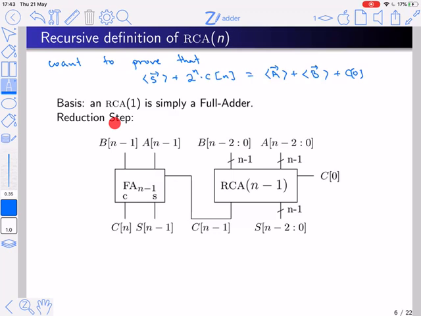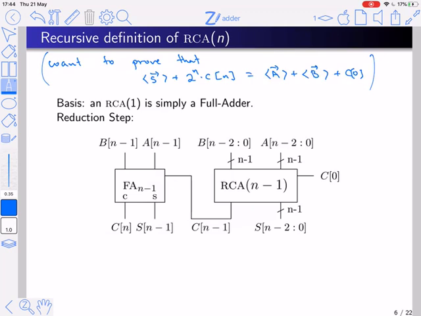Let's describe the reduction step. So this is a recursive definition. I started outlining the proof before I described the circuit, so let's describe the circuit first. RCA for the base case, 1, is simply a full adder. And the reduction step is as follows. I take the Ripple-carry adder for n minus 1 bits. I feed it with C0 and the first n minus 1 bits of A and B. I take the output of the Ripple-carry adder, I denote it by Cn minus 1. I feed it into my last full adder, together with An minus 1, Bn minus 1, and I get these two outputs.